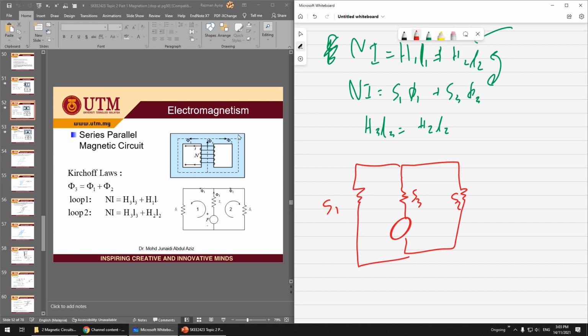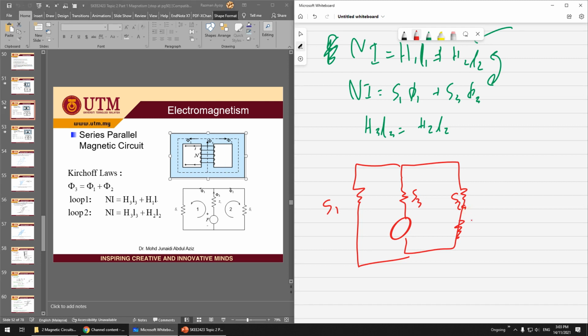Okay, this only applies if you have the same cross section area here, here and here. If you have a different one, for example here, at this location, it is different. So you have maybe two. So if this one and this one are the same and this one is different, you have two.